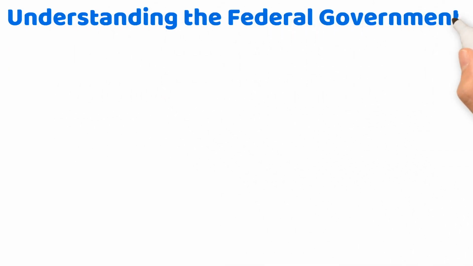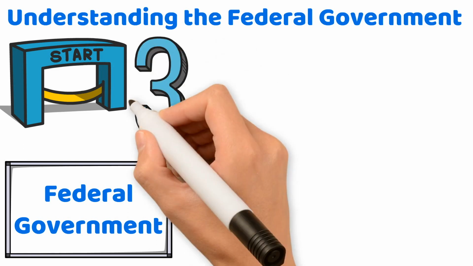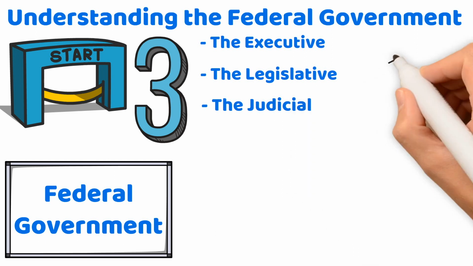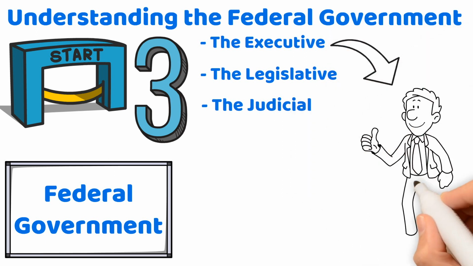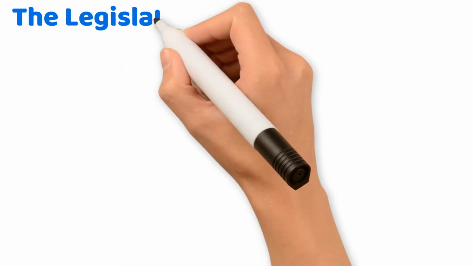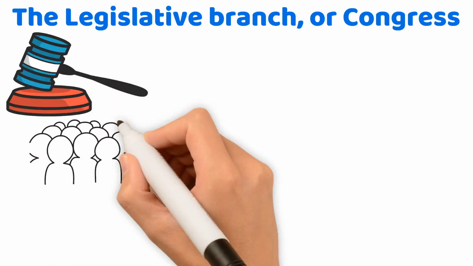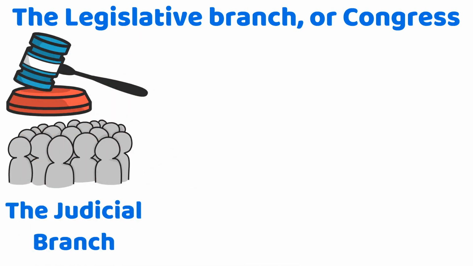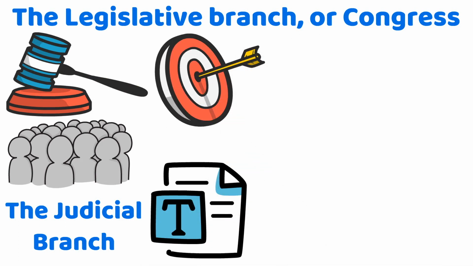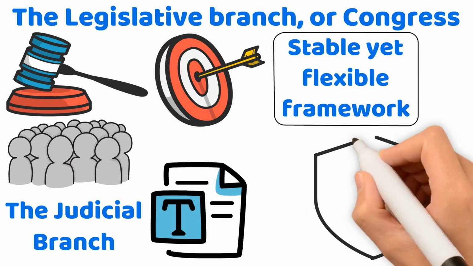Understanding the federal government. Let's start at the top with the federal government, which is structured into 3 branches: the executive, the legislative, and the judicial. The executive branch, led by the president, enforces laws and oversees the country's defense and foreign policy. The legislative branch, or Congress, crafts laws and holds the purse strings of the nation, while the judicial branch interprets these laws and ensures they adhere to the Constitution.